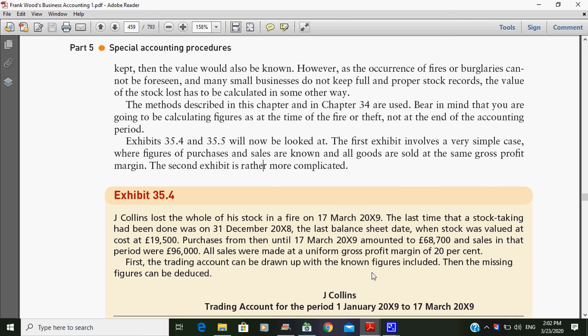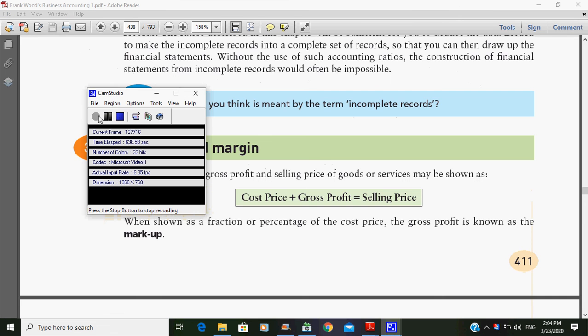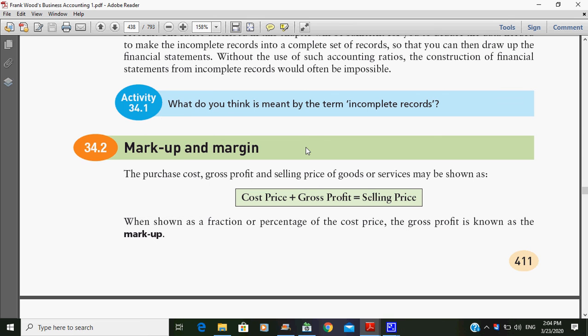However, before we go there, I want to show you something first. So let's look at this first, before we go to the calculation of that question. Now we look at markup and margin. The purchase cost, gross profit, and selling price of goods or services may be shown as follows.